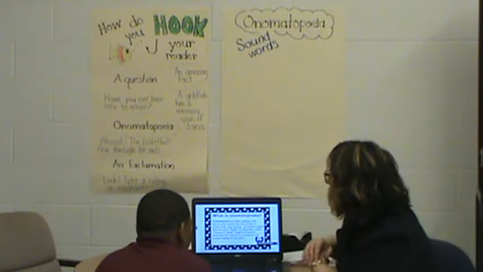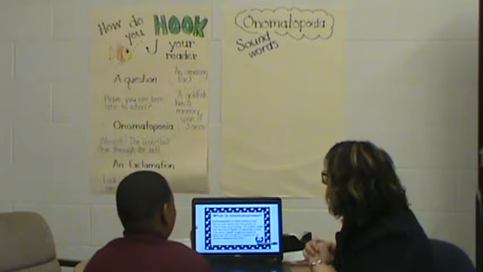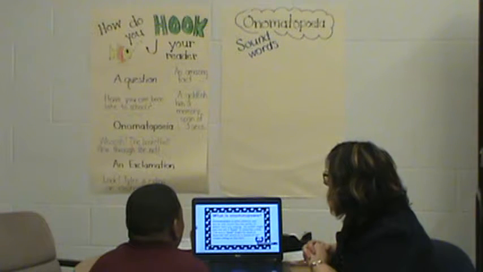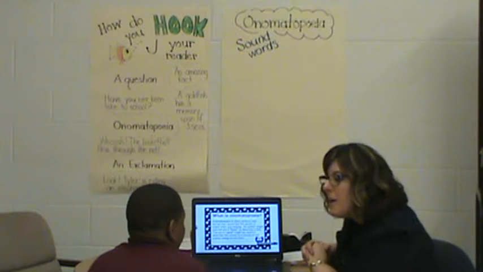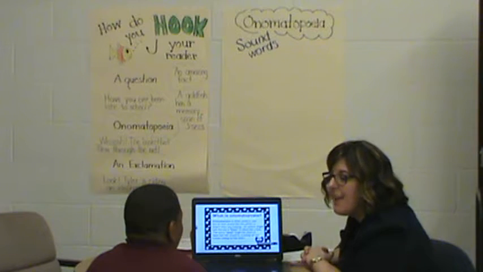Onomatopoeia is when authors use words that sound like the action or object they are naming. The author might use the word buzz to describe a bee. The word splat might be used to describe the sound of a scoop of ice cream falling on the floor. So onomatopoeia is a long word for sound words. They're just sound words.